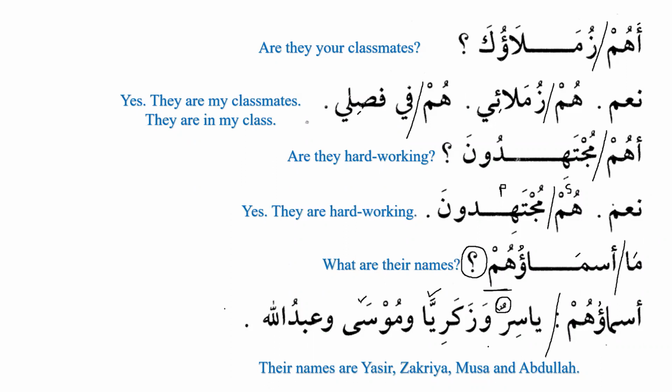Now in Arabic we have to use wa, and wa, but we know that in English we will simply use comma, and then we will simply use comma, and then the second last, we will connect with and. So that's the thing that we need to notice. We don't really need to translate it as Yasir and Zakaria and Musa and Abdullah. The comma will do the job, and in the end we have to put and over there.